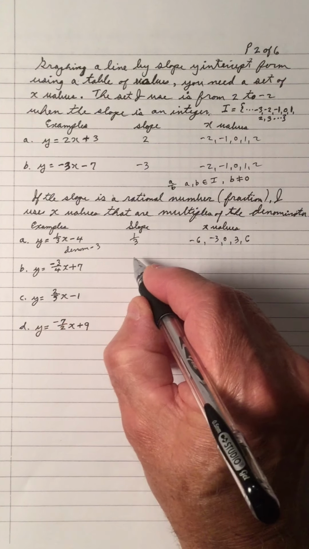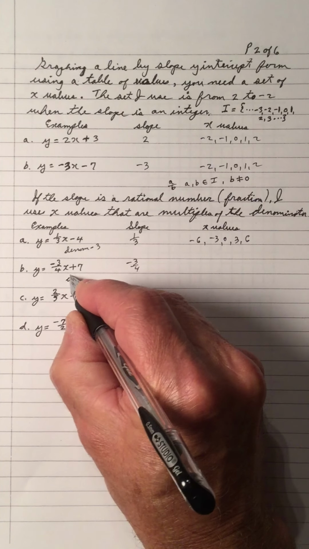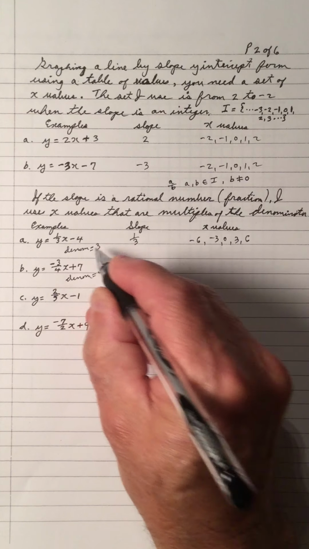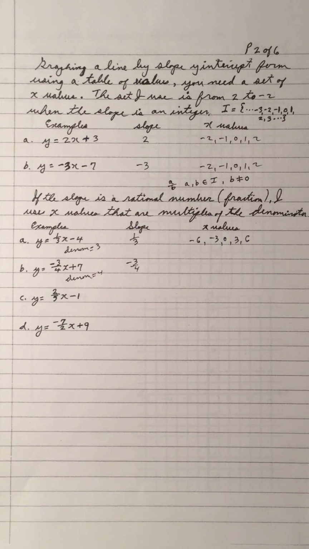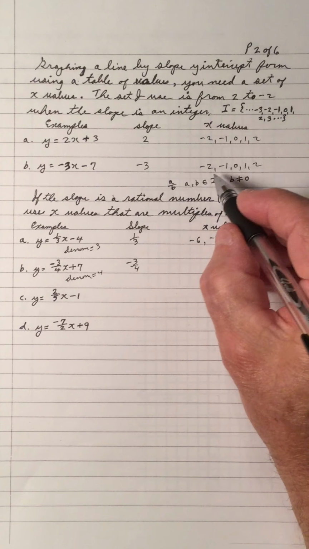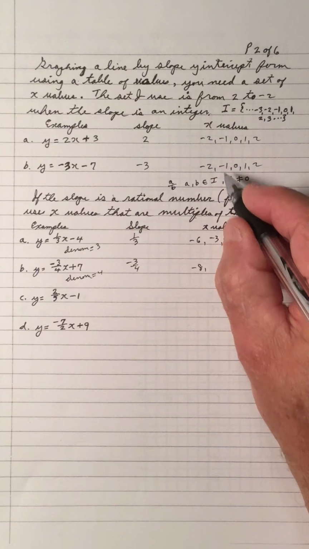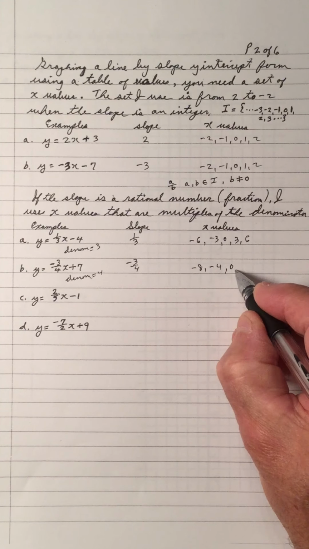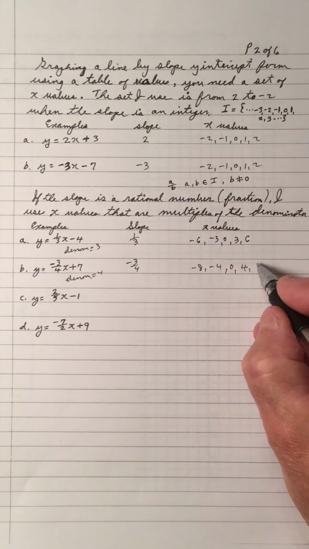And we have a slope of -3/4. The denominator of that fraction is 4. So I'll use the numbers which are multiples of 4. So 4 times -2 is -8. 4 times -1 is -4. 4 times 0 is 0. 4 times 1 is 4. 4 times 2 is 8.